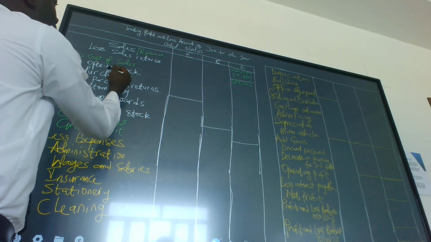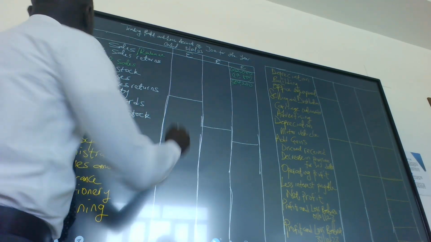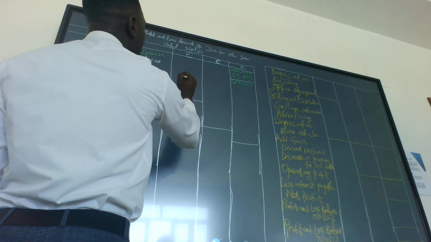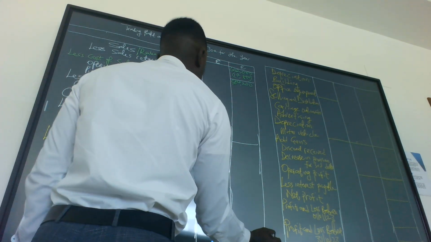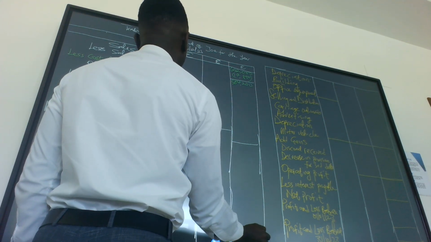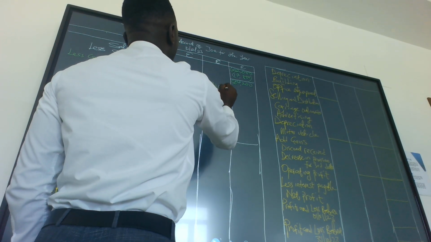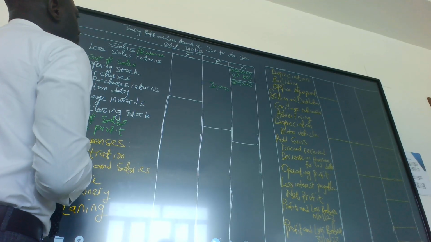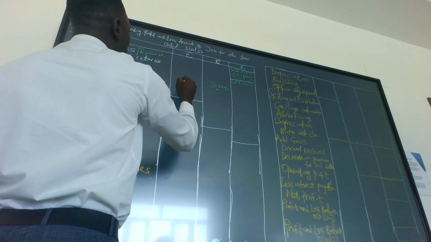Now next, our cost of sales. What's the opening stock? 31,000. 31,000 opening stock. Hold on, please. Let's put it here. 31,000, right? What's your purchases? Purchases is 194,000. Yes.